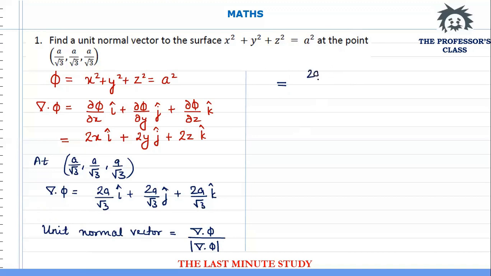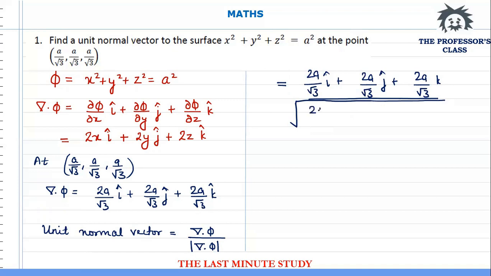So over here we'll get 2a by root 3 i plus 2a by root 3 j plus 2a by root 3 k, whole divided by the magnitude of this vector, which will be the square of the x component, that is 2a by root 3 square, plus the square of the y component, that is 2a by root 3 square, and the square of the z component, that is 2a by root 3 square.